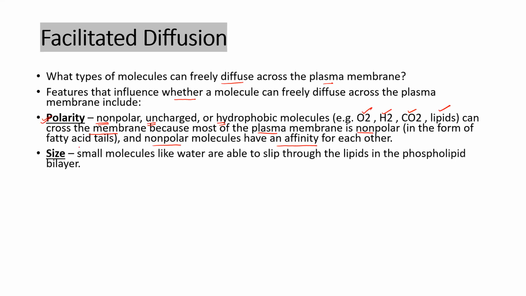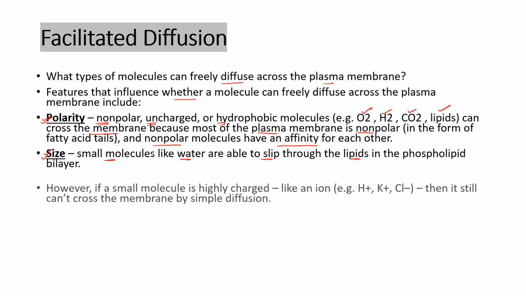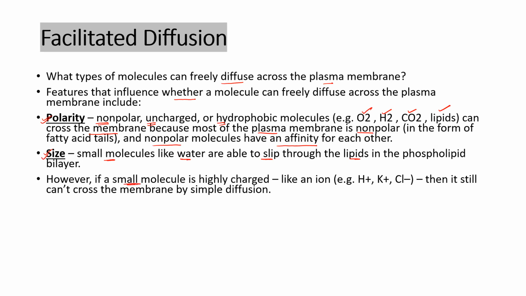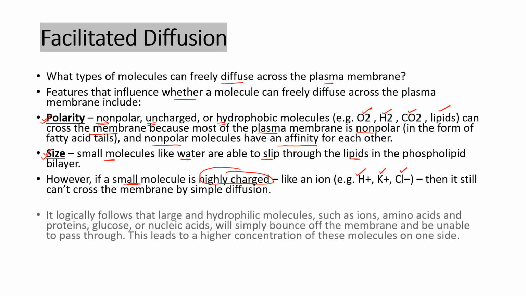Second reason is size. Small molecules like water are also able to slip through the lipids in the phospholipid bilayer. These two things, first polarity, then size, are very important to decide which molecules can pass. Now, if a molecule is small in size, but highly charged, like protons, K plus ion, Cl minus, then they still can't cross the membrane by simple diffusion.